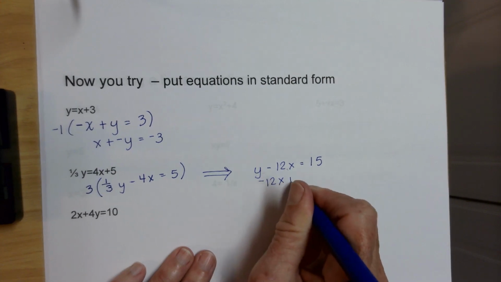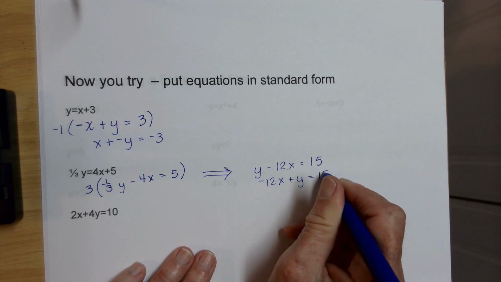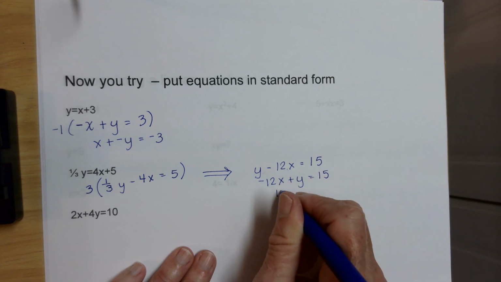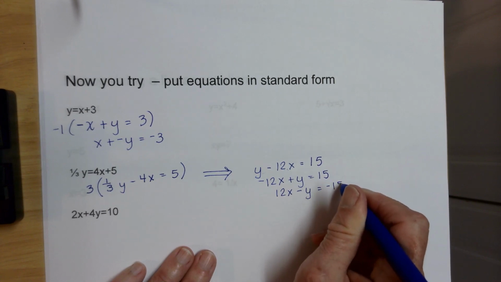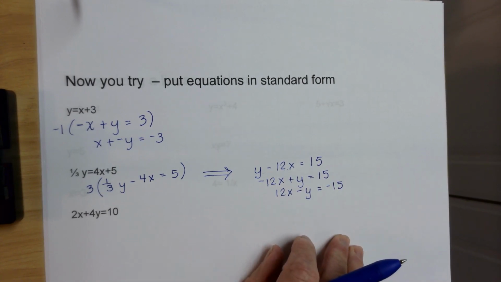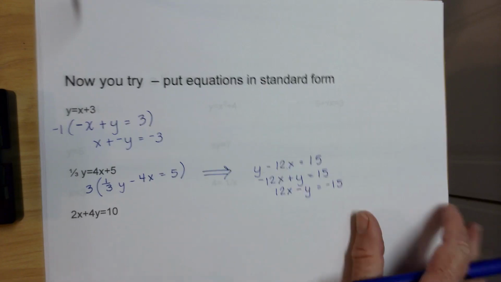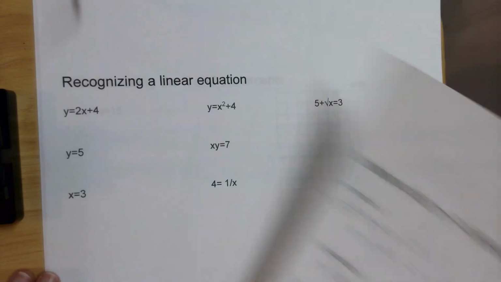Negative 12x plus y equals 15. Then I multiply through to get rid of my negative. So I have 12x minus y equals negative 15. Now it's in standard form. This one is already in standard form, so there's nothing you can do to that.